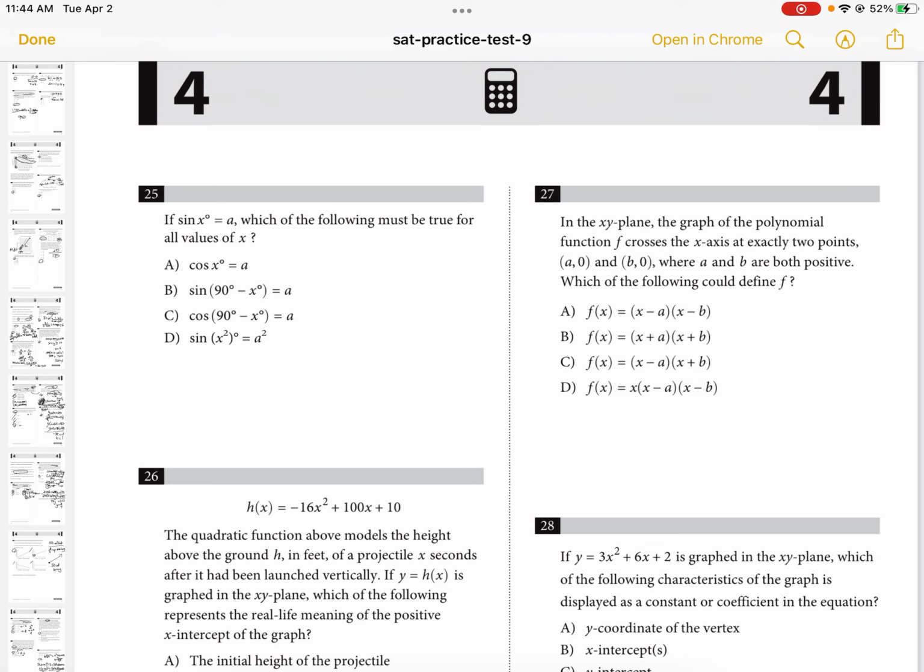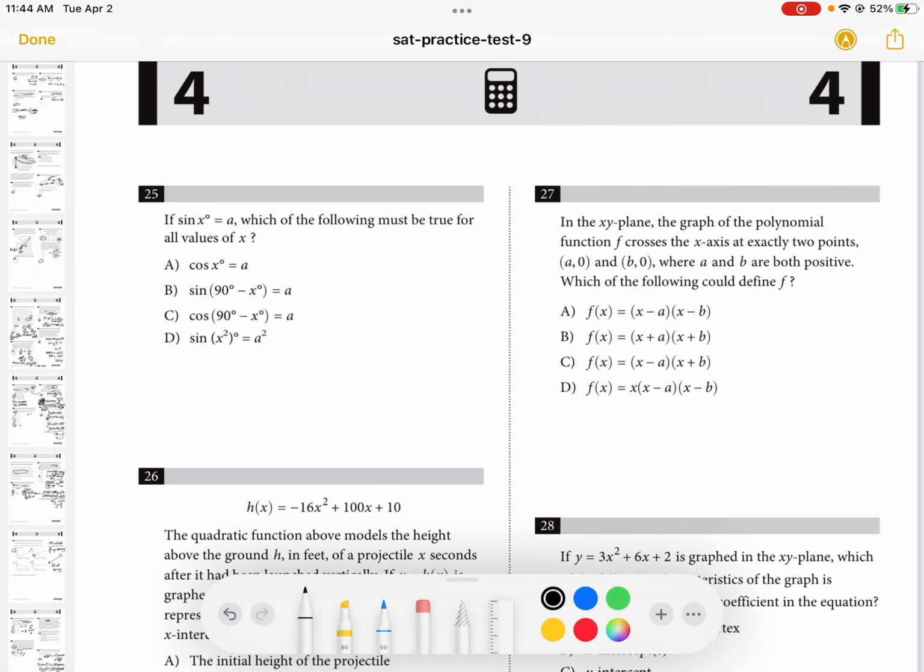If sine of x degrees equals a, which of the following must be true for all values of x? So for each of the answer choices, we're trying to give a counterexample to prove it false until we get to the one where we can't give any counterexamples. So let's start with option A. Cosine of x equals a. I'm going to take x equals 30 degrees for all of these. Cosine of 30 is square root of 3 over 2. Sine of 30 is 1/2. They're not the same.